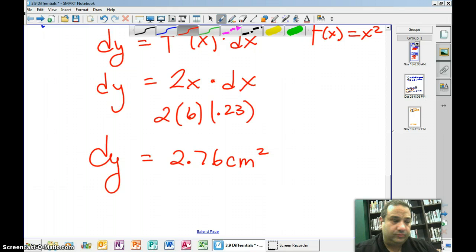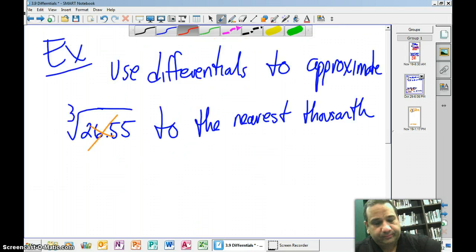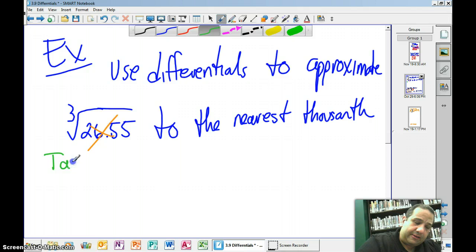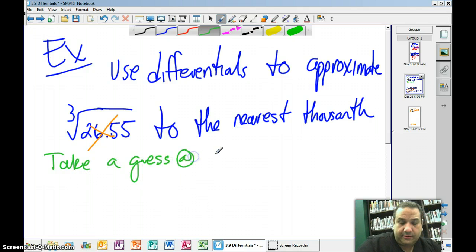Next problem. More classic problem here. Use differentials to approximate that square root to the nearest thousandth. What we're going to do is guess at something we know. So we always want to take a guess. Take a guess at some cube, something you know.